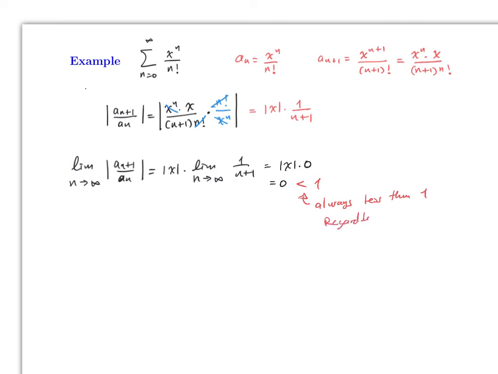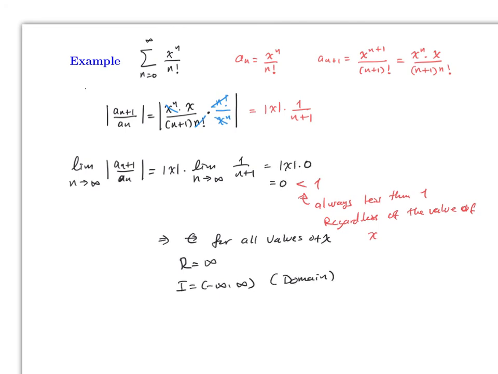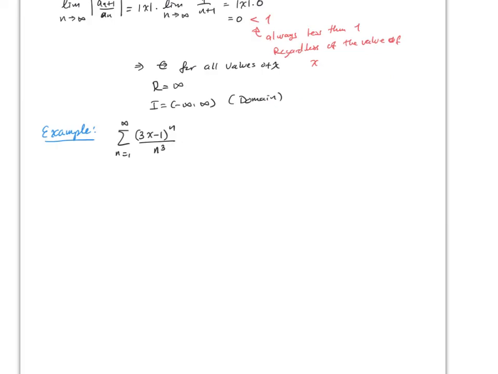regardless of the value of x. So therefore, this means this is convergent for all the real numbers. So this implies it's convergent for all values of x. So therefore, that implies that the radius of convergence is infinity, and the interval of convergence is from minus infinity to infinity, which again, remember, this is the domain, which means this works for any value of x. Okay.